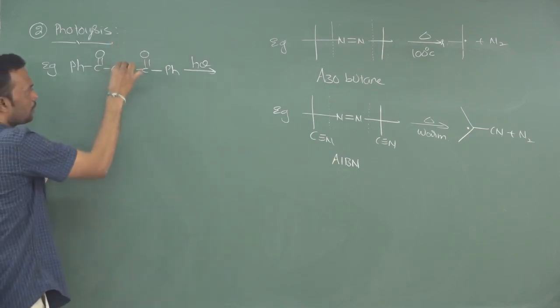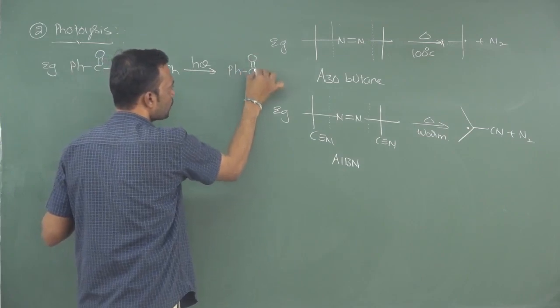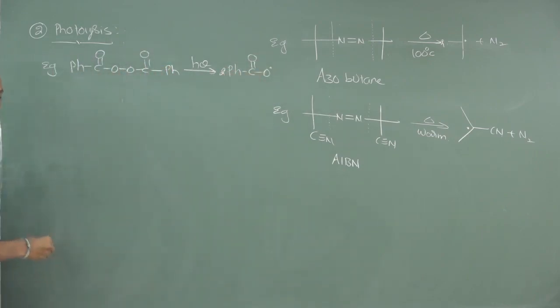Now simply, can I break here? Break this. After breaking, what do you expect? Ph, C double bond O radical. How many equivalents? 2 equivalents. This is benzoyl peroxide.